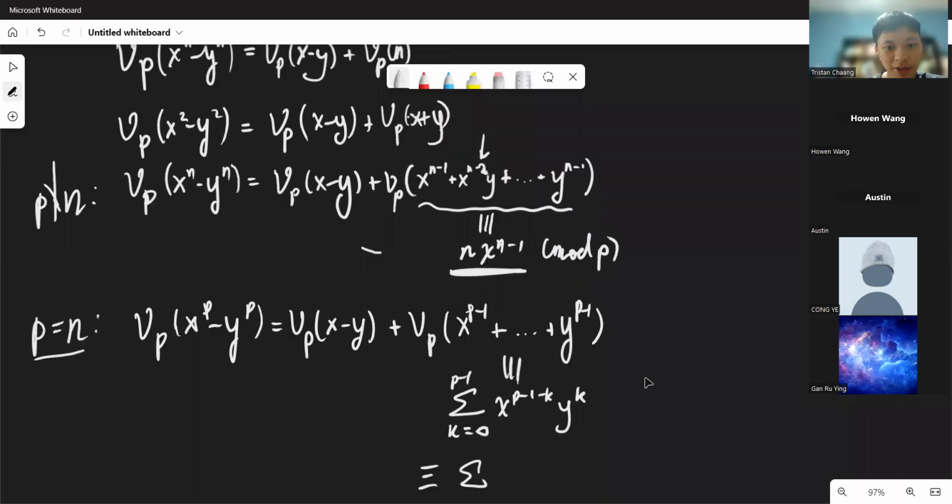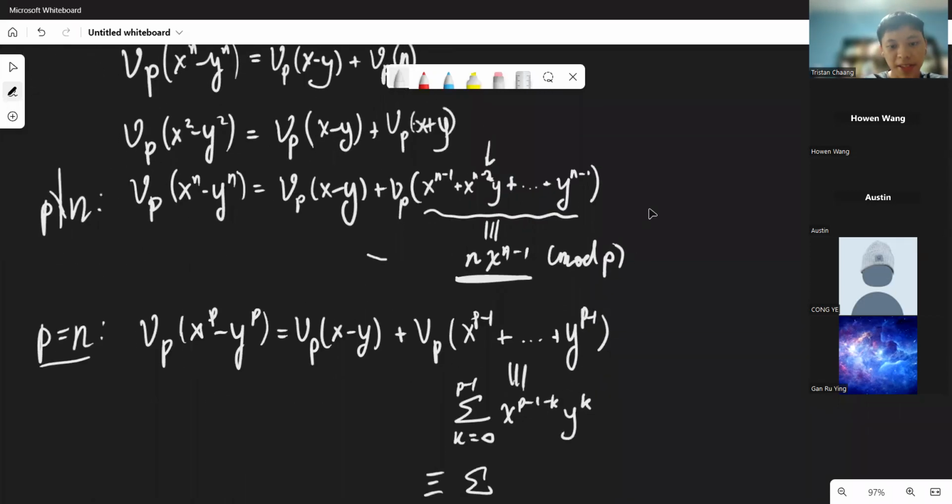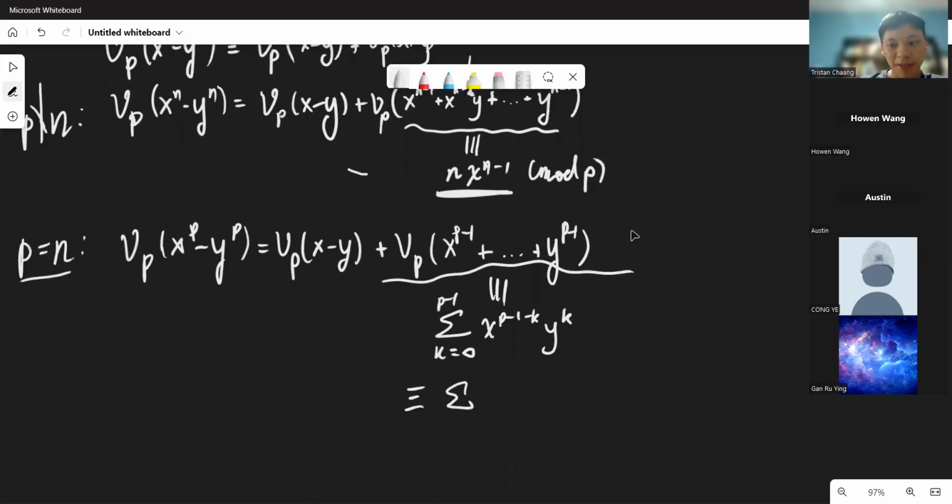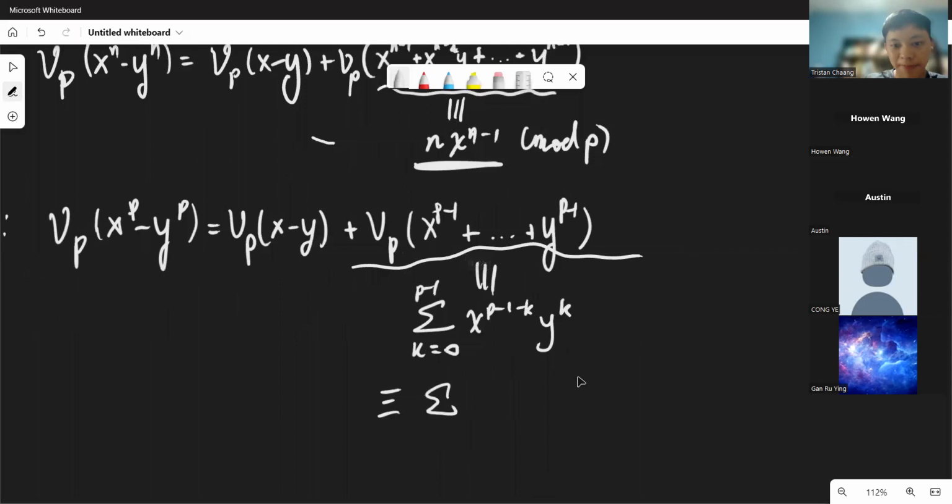Okay, good question. We want to prove that this thing has Vp equal to 1. That means we want to show that it's not divisible by p squared, but divisible by p. If I take mod p, that's fine, but you won't be able to prove that it's not divisible by p squared. In fact, you will just get that it's 0 mod p, and then it won't tell you anything about its divisibility by p squared. So if you take mod p squared, it's much better. It will tell you both things at the same time.